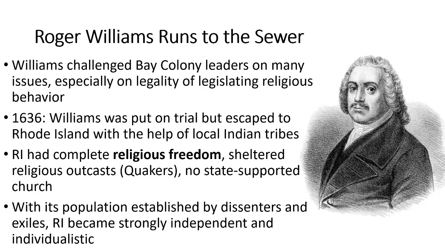So Rhode Island had complete religious freedom and became a place where dissenters and exiles ran away from places like Massachusetts Bay or any other place that they could be persecuted from. So Rhode Island quickly became strongly independent and individualistic. In many ways, it was like North Carolina of New England, different than the areas around them because of their population being, well, kind of outcasts.